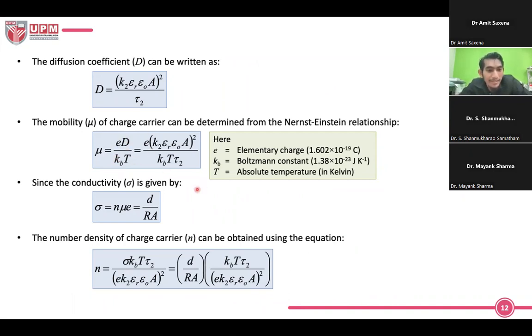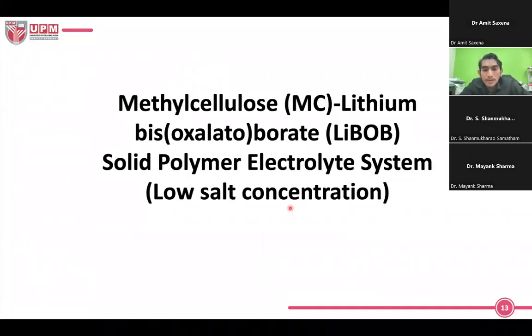Okay, and since the conductivity is equal to N mu e and also d divided by RA, we can have a new equation related to the derivative equation obtained from our method just now. Okay, so this is an example of using the equations derived from what I have mentioned just now.